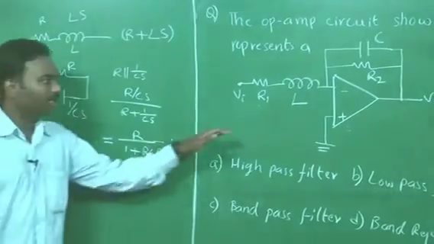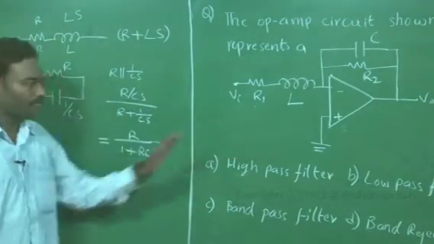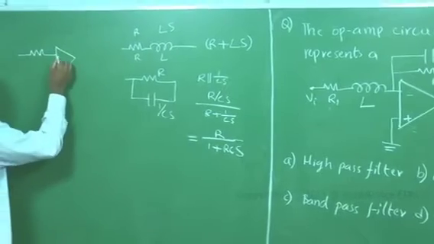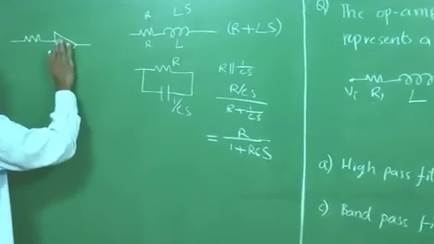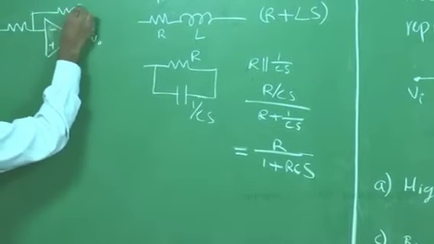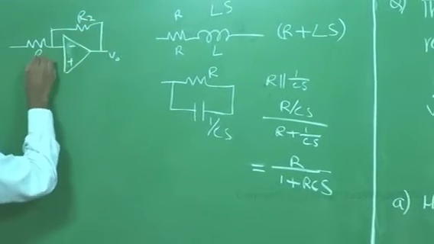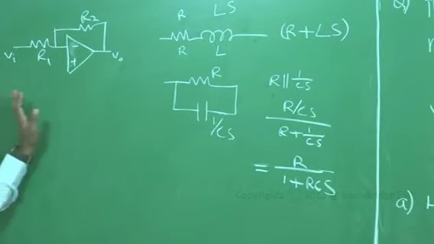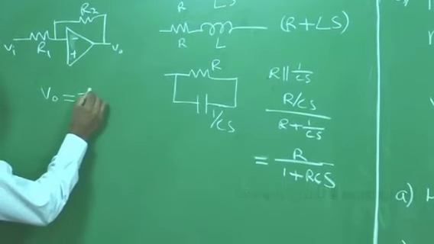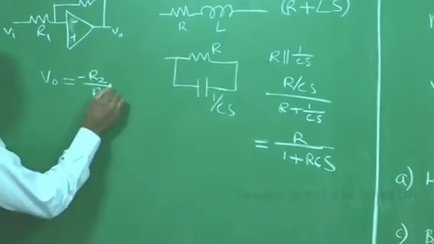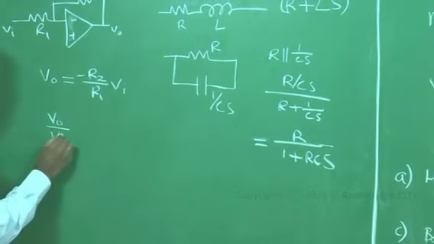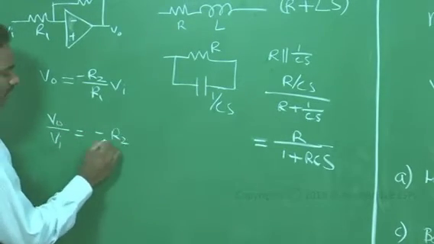Now, considering the inverting amplifier configuration of this op-amp, let us take a simple example with resistors. In this configuration, the output can be written as minus R2 by R1 times the input, or the transfer function can be written as V0 by Vi equals minus R2 by R1.